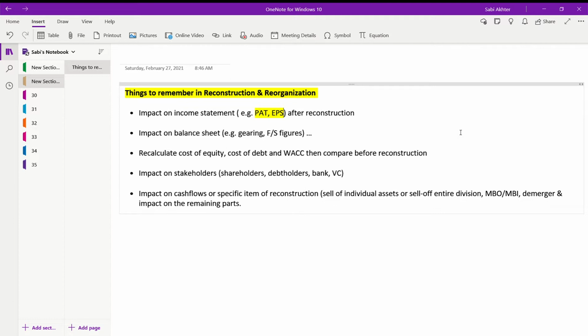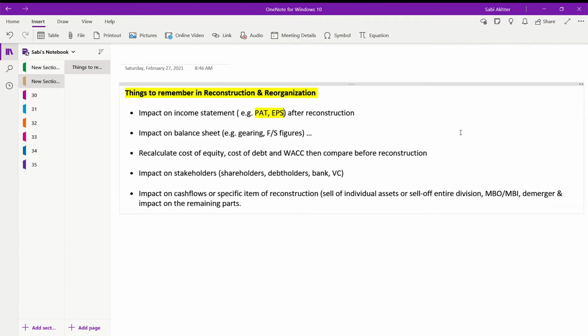Either your earnings increased or your share count reduced. So your earnings might have improved after reconstruction, or your number of shares reduced. You might have cancelled off some shares. You might have increased your debt, right? So these are the reasons you have to give.